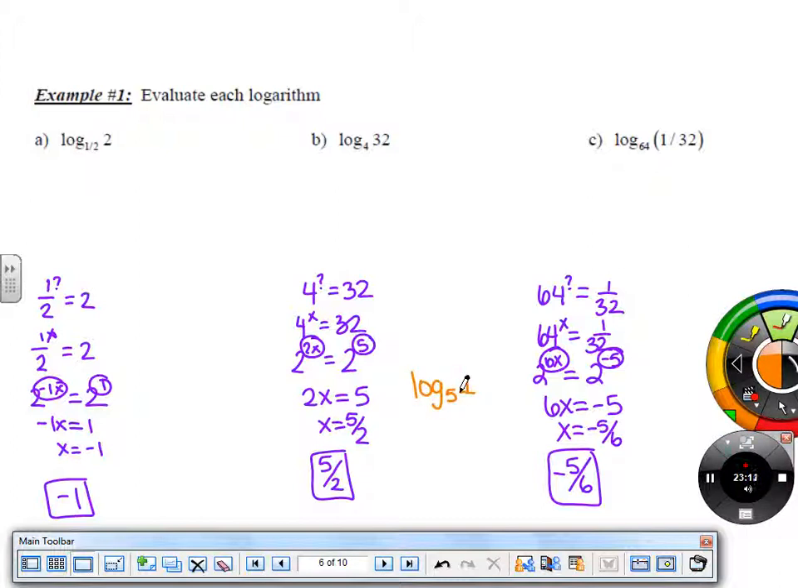Okay, log base 5 of 1. 5 to what power would equal 1? That would be 0. And it actually wouldn't matter what you changed the base to. Like log base 12 of 1, 12 to what power equals 1 would still be 0. So one thing I want to point out is that the log of 1, no matter what the base is, is always going to be 0.